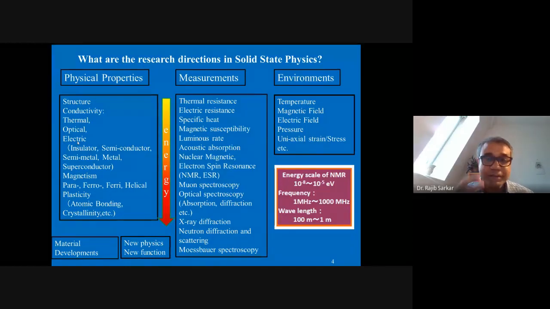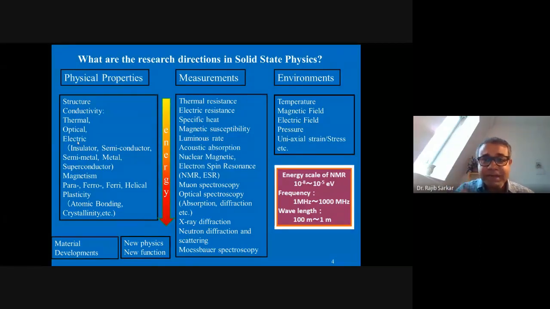So that means the material is a very important and essential part for those who want to do solid state physics research in general, or material science research, or condensed matter research, which most recently people usually call condensed matter physics.